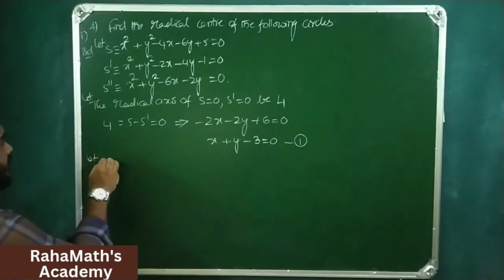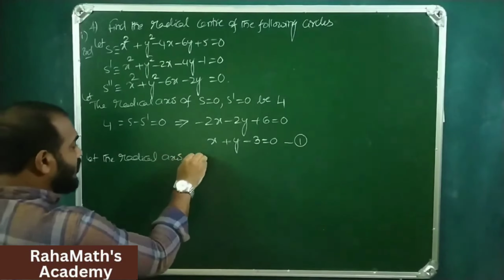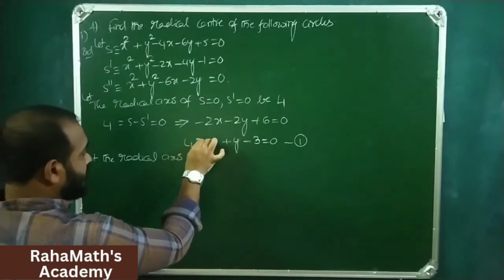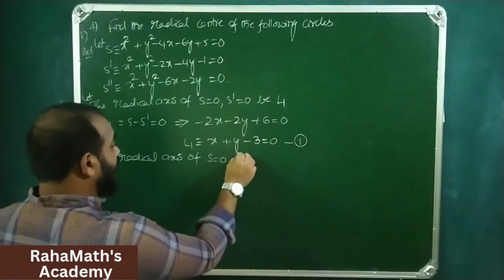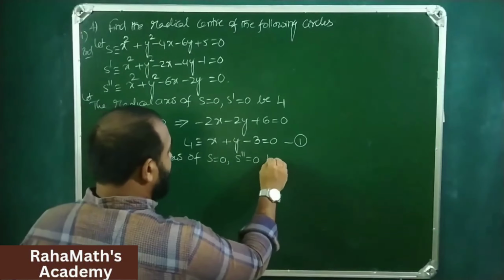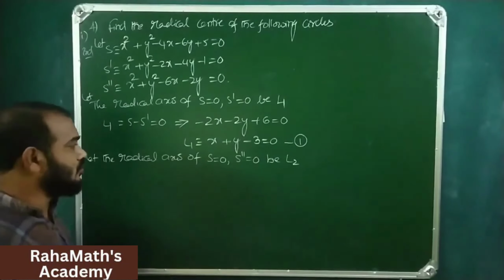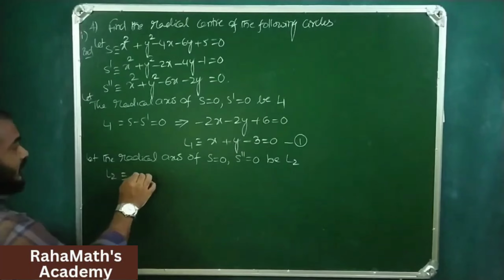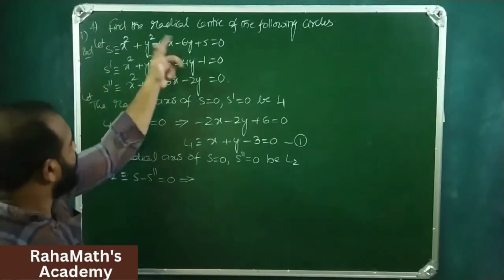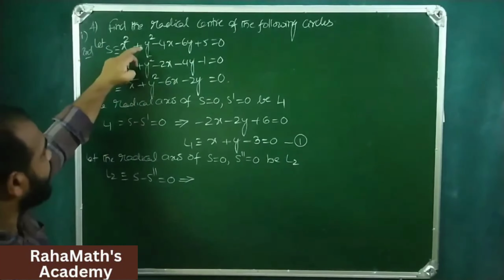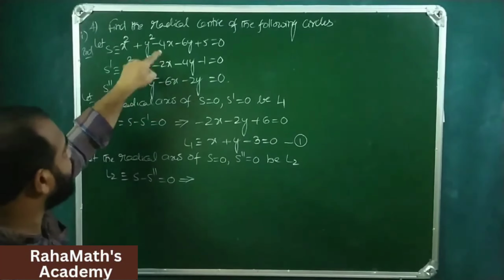Now, let the radical axis of S equals to 0, comma, S double dash equals to 0 be L2. Otherwise, you can take S dash and S double dash also, doesn't matter, according to your own choice. So, L2 is S minus S double dash equals to 0. So, this minus of this, x square minus x square gets cancelled, y square minus y square gets cancelled. Minus 4x minus of minus plus 6x. 6x minus 4x is 2x.